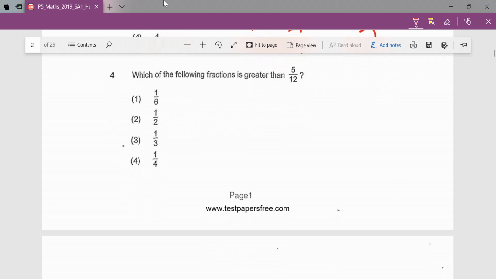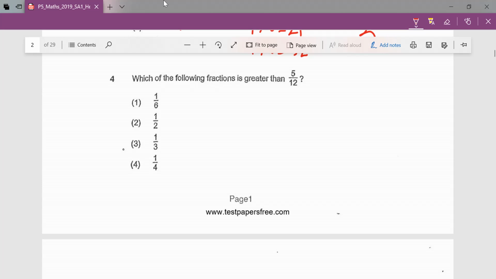Next question. Which of the following fractions is greater than 5 over 12? So this kind of questions, you have to convert them to the same base in order to compare, but then I will teach you a trick later on. So if you change it over to the same base, you're gonna have to times 2 at the bottom and times 2 at the top. For second one, you times 6 at the bottom, you times 6 at the top. Third one, you times 4 at the bottom, you times 4 at the top. Fourth one, you times 3 at the bottom, you times 3 at the top.